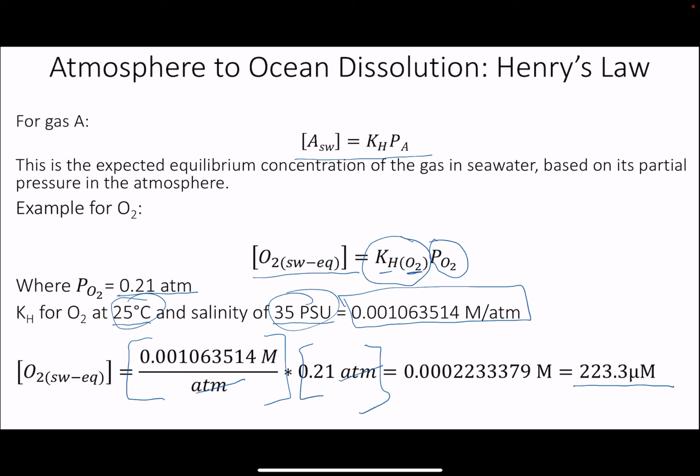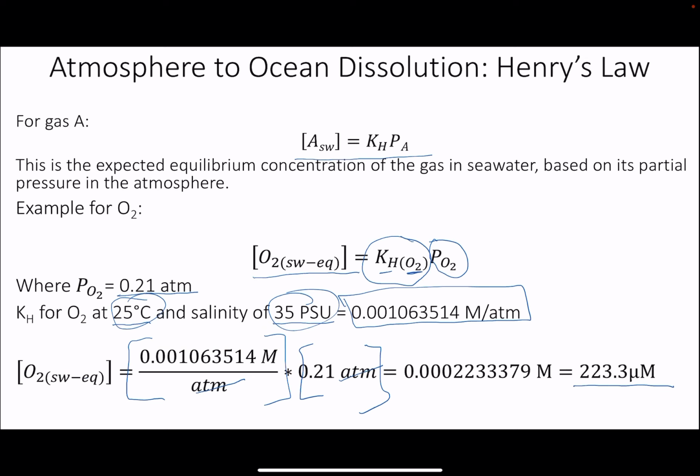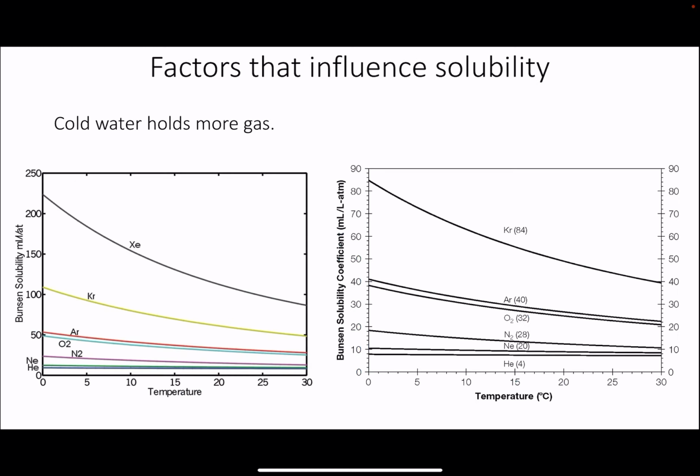So this is the sort of example calculation that you guys will have to do in your prac and that I would expect you to do on a test. So there's a clue here in the Henry's law that you have to choose a Henry's law for a particular temperature and salinity. And what that means is that temperature and salinity influence solubility. And if you remember absolutely nothing else from this lecture or even from this course, just remember, please, that cold water holds more gas. Okay? Cold water holds more gas.